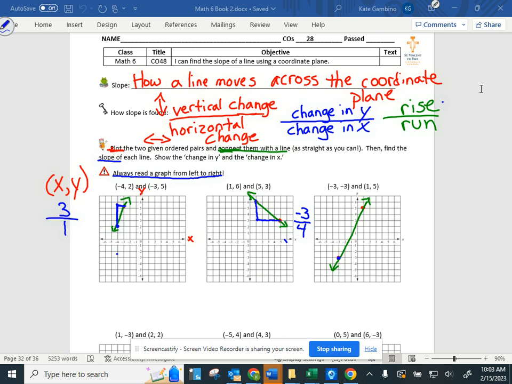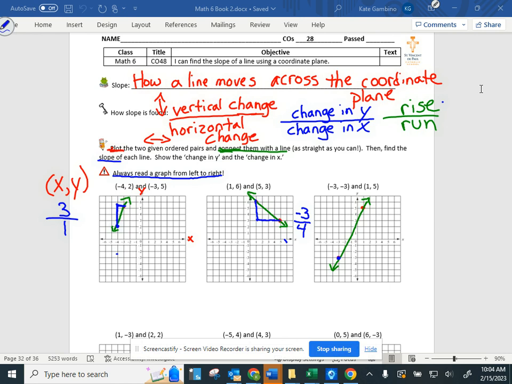Am I going to rise up or go down? Gigi? Up. Because I'm looking at that line and my line is going up. So I have to go up. How many up am I going to go? A lot. It is a lot. We have to count it.